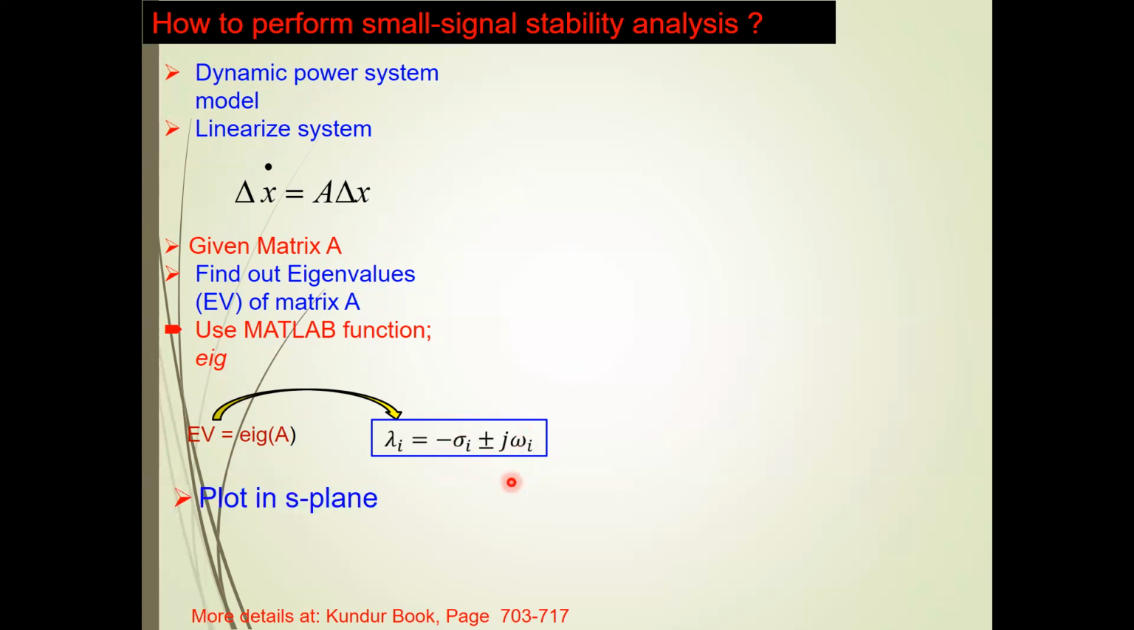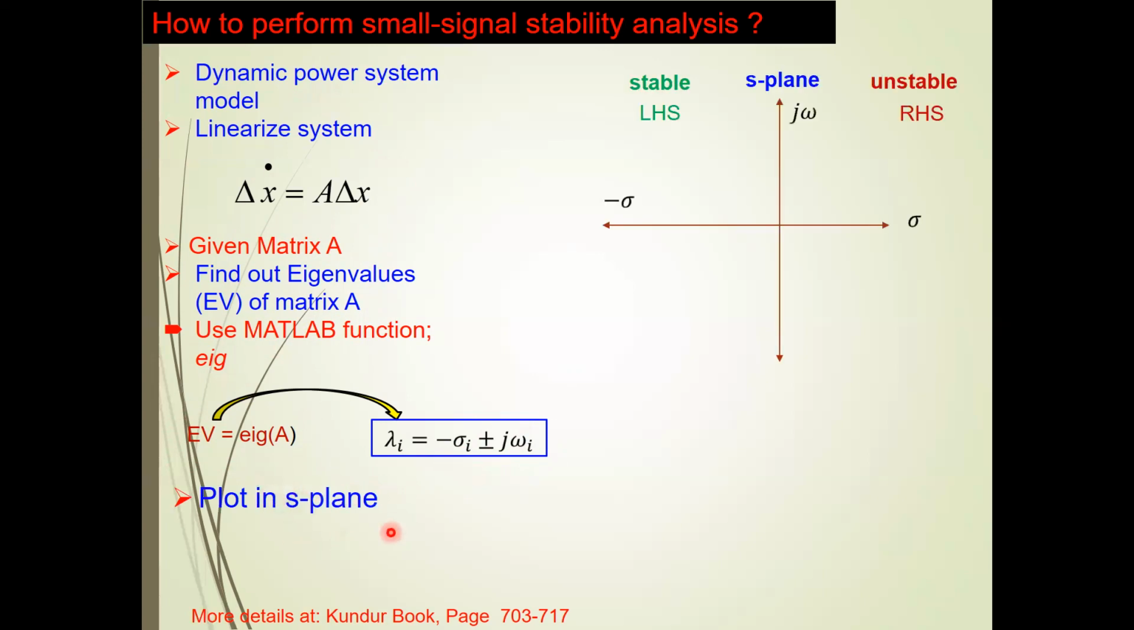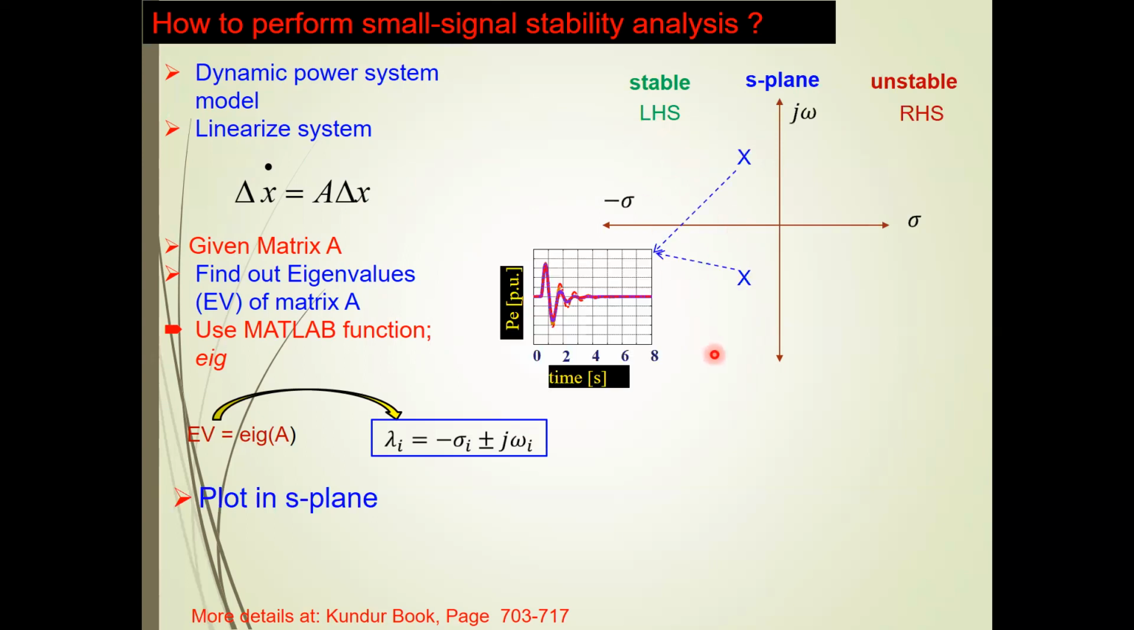With these conjugate eigenvalues, you can plot them on the S-plane, that is the Laplace S transform plane. Here you have the real part and the imaginary part on the y-axis. So this is your S-plane. For the S-plane, this side of the region we call the right-hand side, and this side we call the left-hand side. Let's say these are the conjugate eigenvalues here.